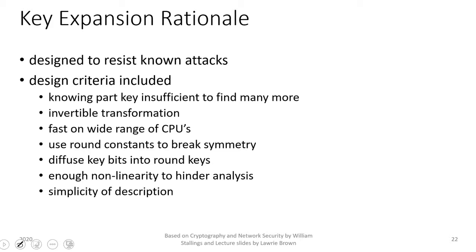The main thing that we will try to achieve when we are doing the key expansion is it should be resistant to known attacks, and they should also provide a significant level of security requirements, such as knowing part of a key is inefficient to find many more keys, or invertible transformations. In terms of performance, they should be faster on many different CPUs, using key bits to diffuse them, having non-linearity so that any sort of cryptanalysis cannot be done, but simplicity is also an aspect there. So it has some different requirements in terms of this key expansion as well.